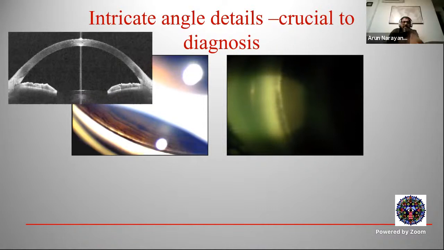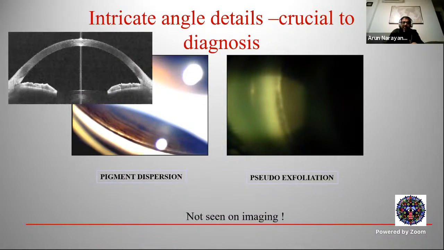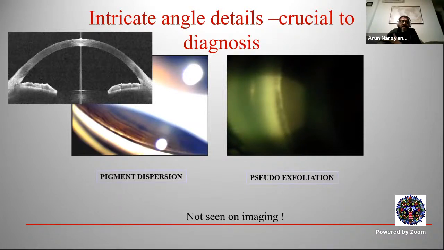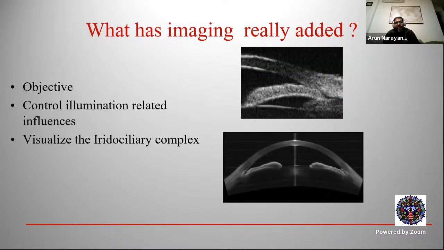Great. So on an imaging, this is what you get, whereas on a gonioscopy, you get the diagnosis straight away. You're probably looking at pigment dispersion on your left and probably looking at pseudo-exfoliation on your right. So these are the crucial advantages of learning a very basic technique and being proficient with it in managing glaucoma. So to summarize, what has imaging really added?